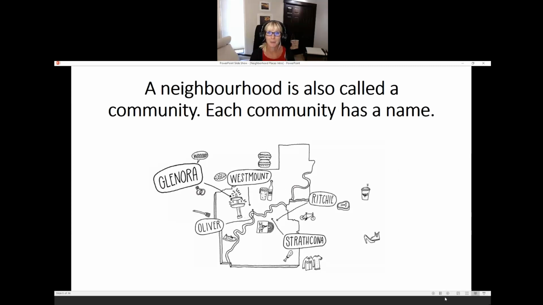A neighborhood is also called a community. Okay? I can use the word neighborhood or community. They're the same word. They mean the same. And each neighborhood or community has a name. So the question today is, what is your neighborhood called? What is the name of your community? Maybe you know, maybe you don't know.